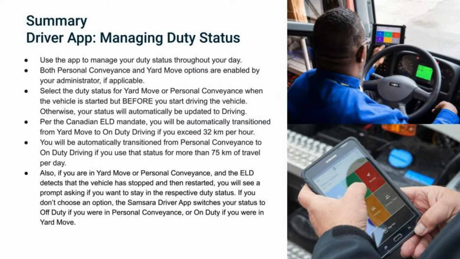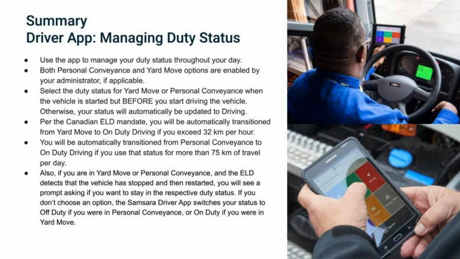In summary, you should now be able to use the app to manage your duty status throughout your day. As a reminder, both personal conveyance and yard move options are enabled by your administrator if applicable. Select the duty status for yard move or personal conveyance when the vehicle is started, but before you start driving the vehicle. Otherwise, your status will automatically be updated to driving.